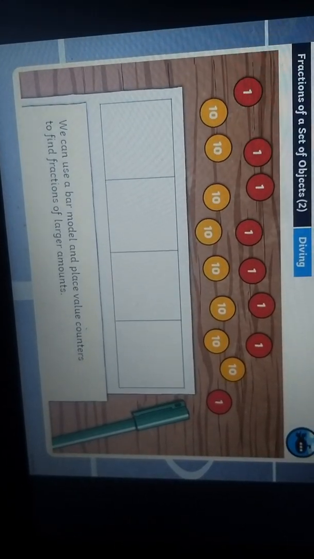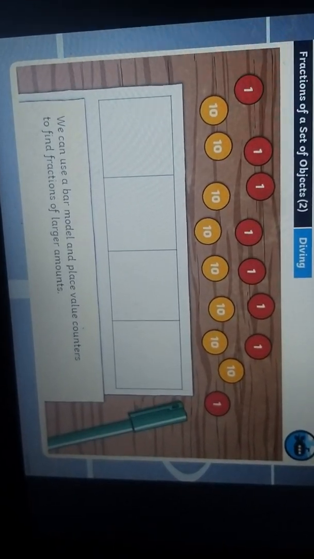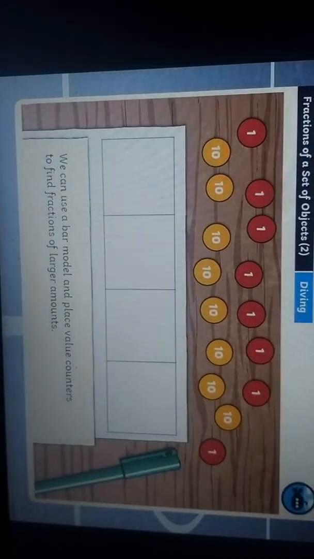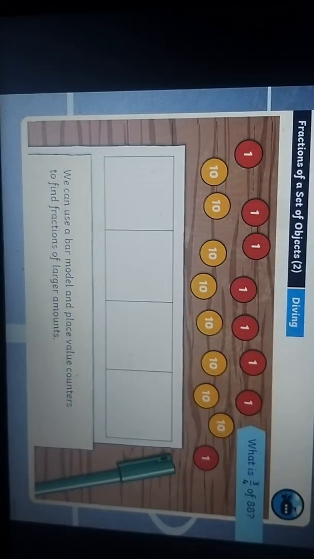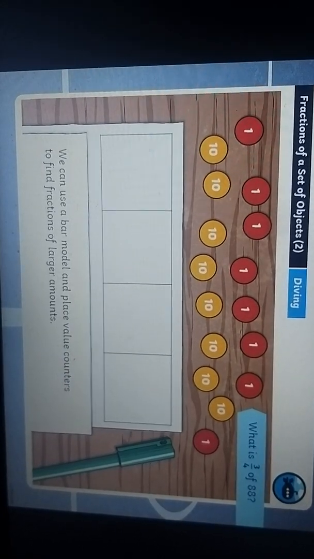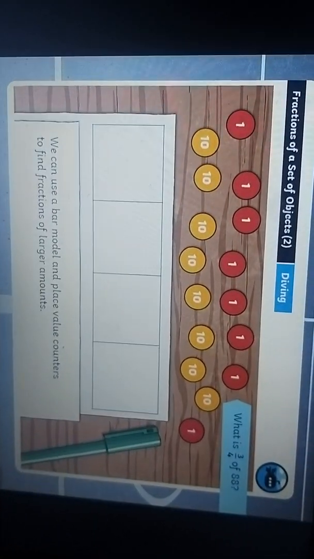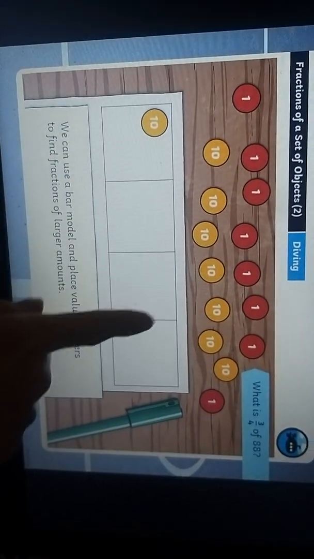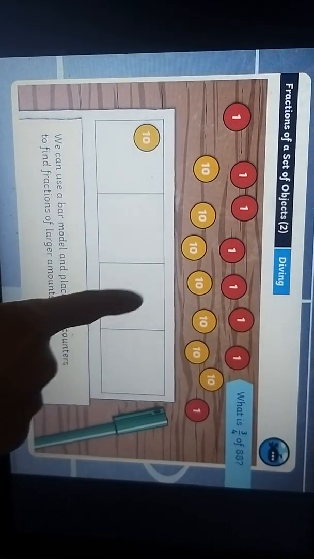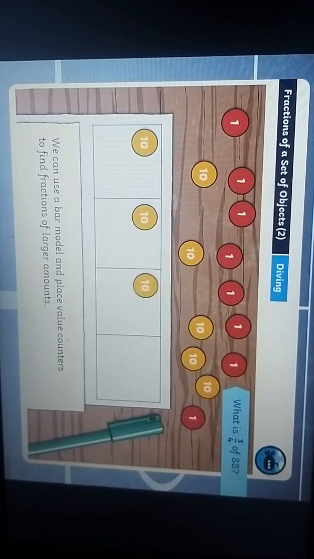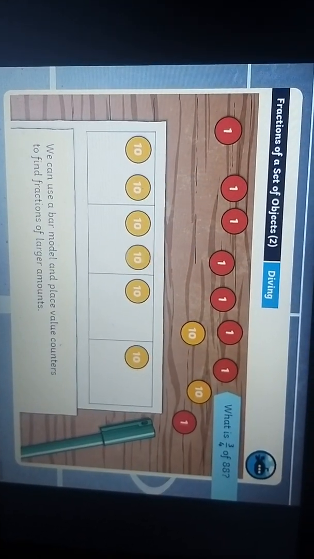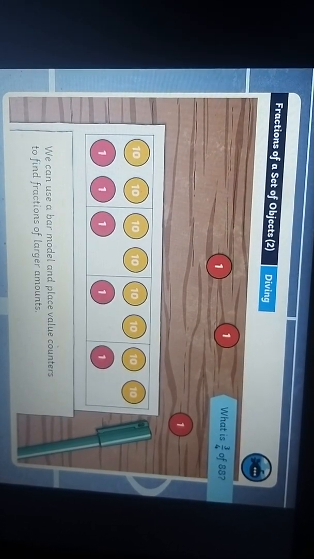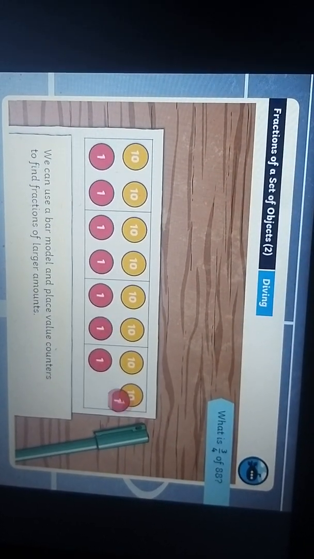We can use a bar model and place value counters to find fractions of larger amounts. So because it's a larger number, is there a question? Here it is. What is 3/4 of 88? They've used the place value of 10. So it's looking for 3/4. 1, 2, 3. 3/4 would be here. 88. So we're going to share them all out. We have 88 counters, and we're going to share them out.